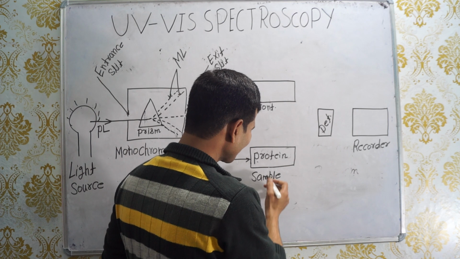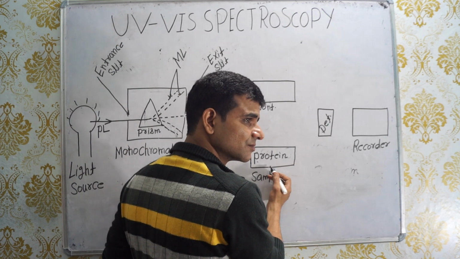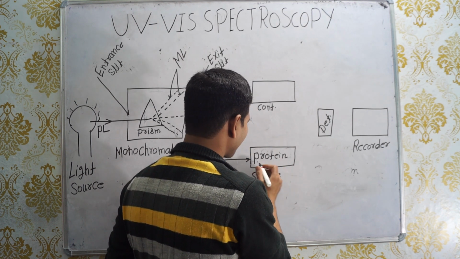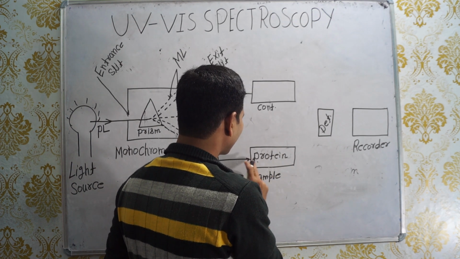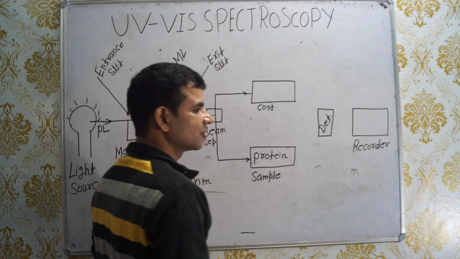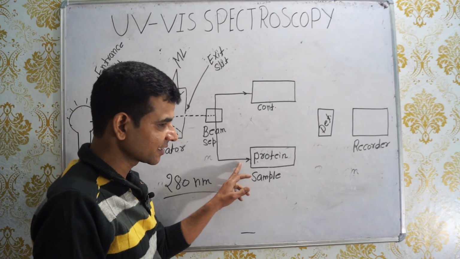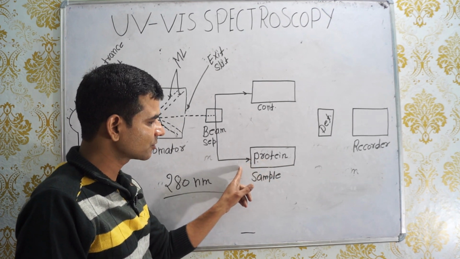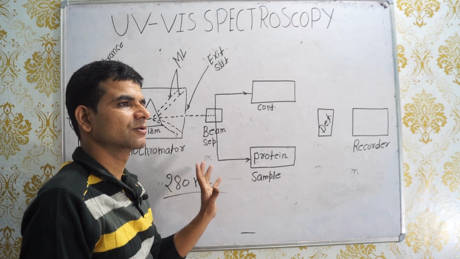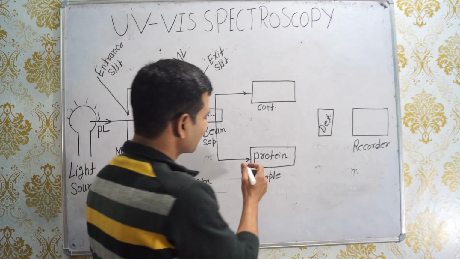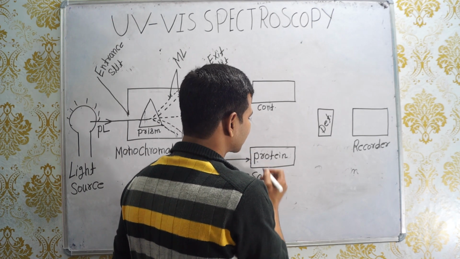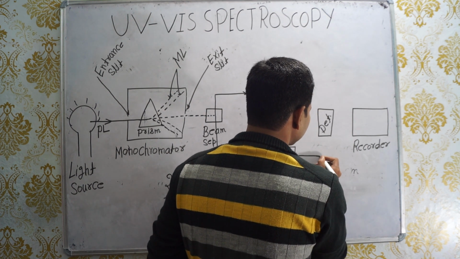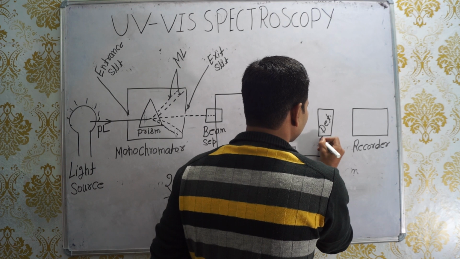Now discuss the sample chamber. In this sample chamber there is a presence of sample, and in the sample there is a presence of protein. When this light falls on the sample, the protein present in the sample will absorb this light in proportion to its concentration. That is, more protein, more light would be absorbed; less protein, less light would be absorbed. Finally some part of the light would be absorbed by the protein and some part would be transmitted. The same transmitted light will go to the detector like this.